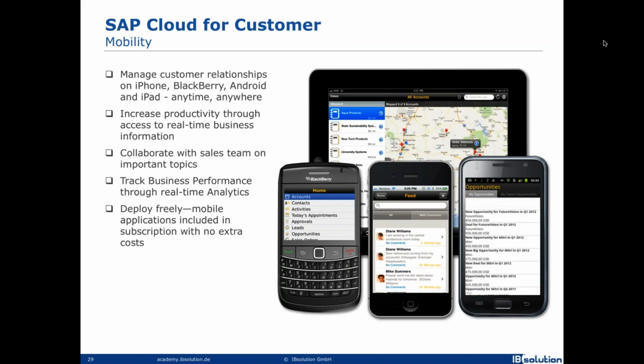As I mentioned in the beginning, Cloud for Customer is mobile ready out of the box, which means that you can use the whole solution on any mobile device. But it also offers native applications for the most commonly used devices. The added value of those native applications is that the performance is slightly better because it's a native app, not an HTML5 based web page.